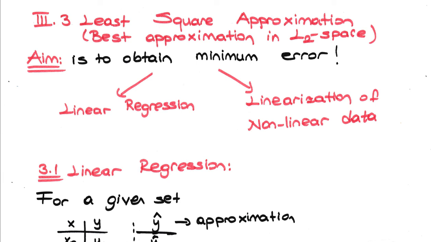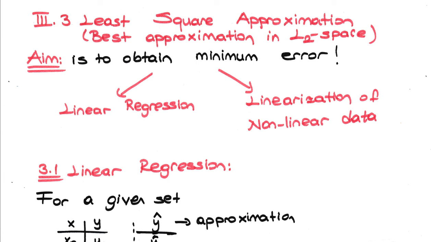As I said, today's topic will be best approximation in L2 space. So the L2 norm will be used, and our main aim will be obtaining minimum error. To do this, we should separate ourselves into two classes. The first one is linear regression, which defines our general theory behind the least square approximation, and the second one will be linearization of nonlinear data.